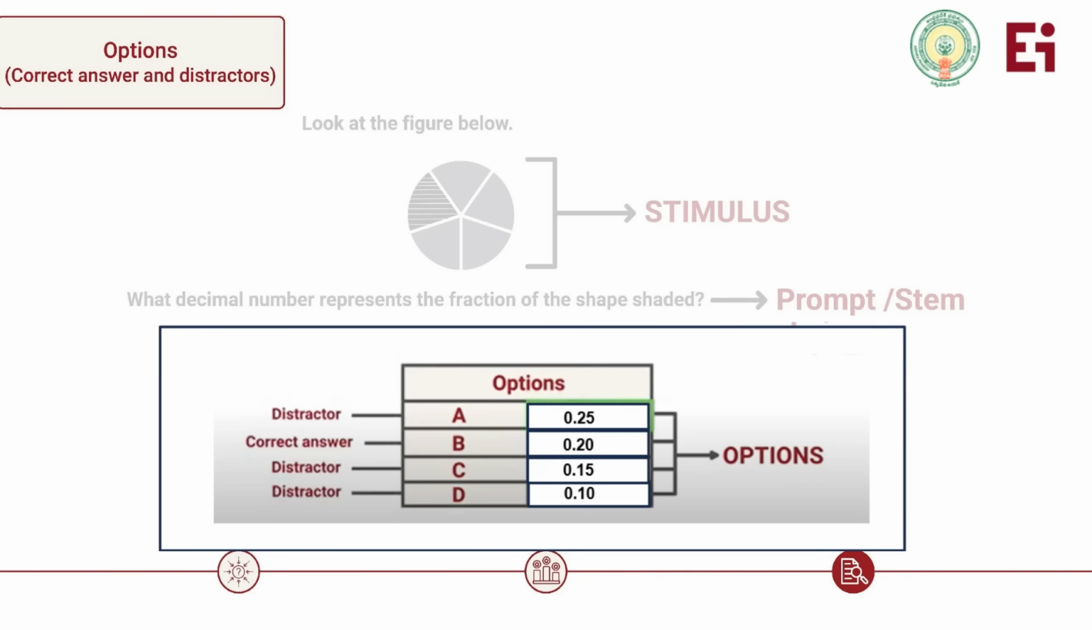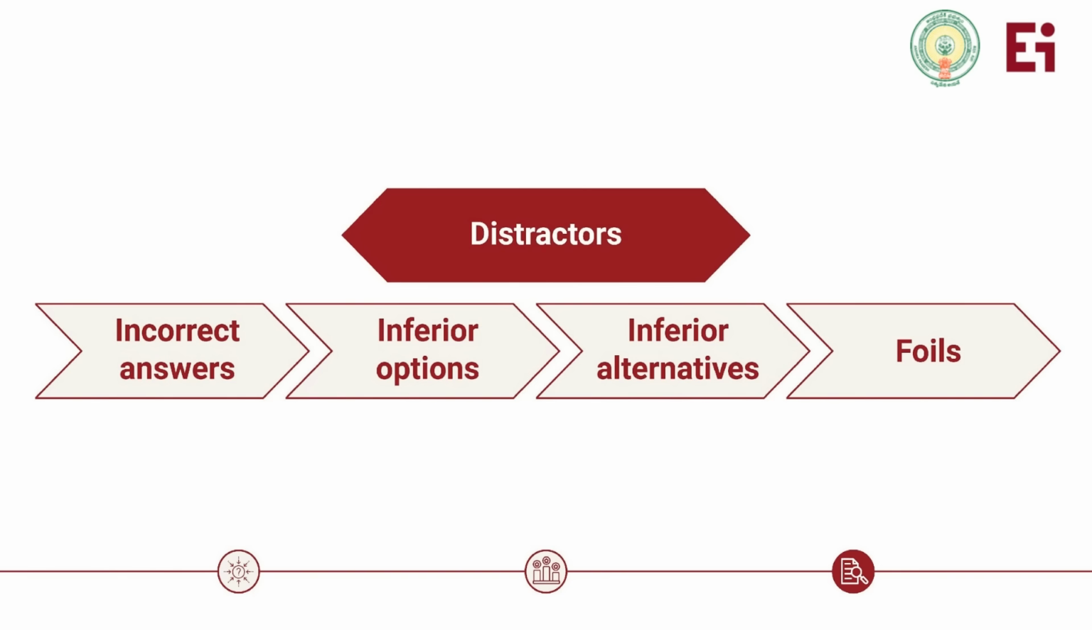The next component we have is the options or alternatives. These are the options or alternatives from which an examinee chooses one as their correct response. Among the options, there is one indisputable correct answer and wrong options called the distractors. Distractors are known by other names too, like incorrect answers, inferior options, inferior alternatives, false, etc.